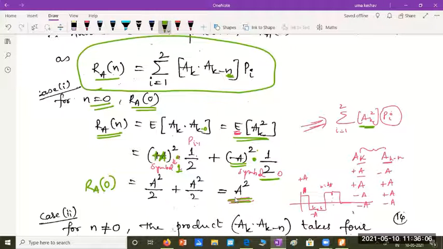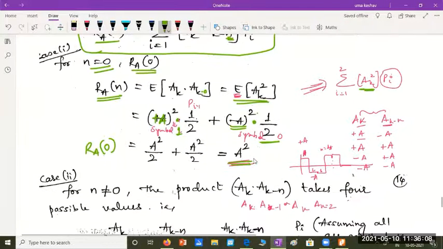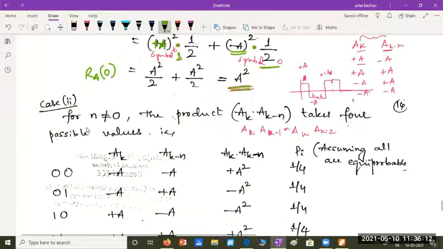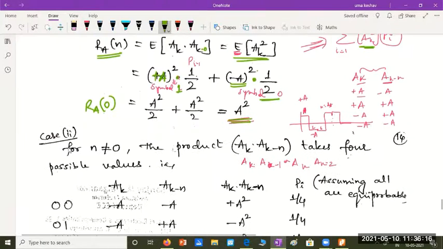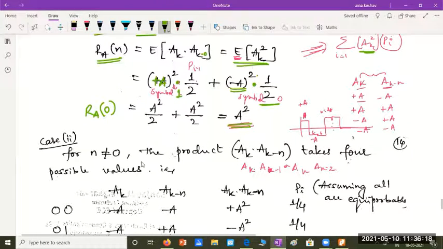Okay. So the first thing, putting n as 0 we got. In the second instance, we'll consider n is not equal to 0. So what happens when n is not equal to 0? Then the product ak into ak minus n will have how many possible values? See, when this n can be anything else.